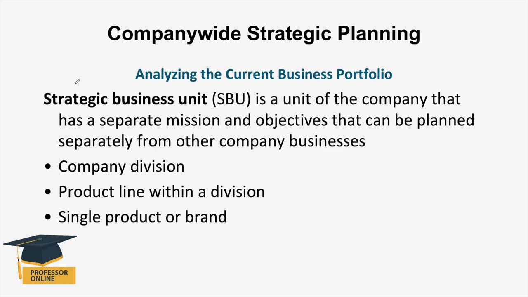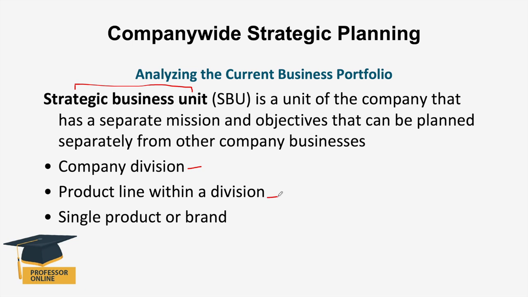Now, this is a very important term, and I'm pretty sure that most business school students are aware of this particular term, strategic business unit. It is a unit within an organization, or a unit of the company, that has a separate mission and objectives that can be planned separately from other company businesses. It can be a company, some other division, just like an engineering division or an IT division. It can be a product line within a division.